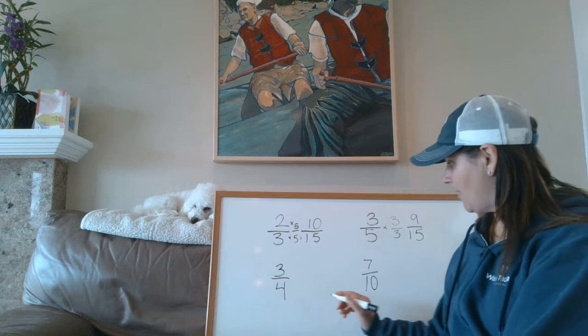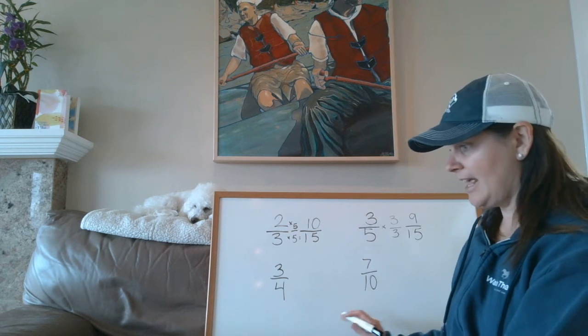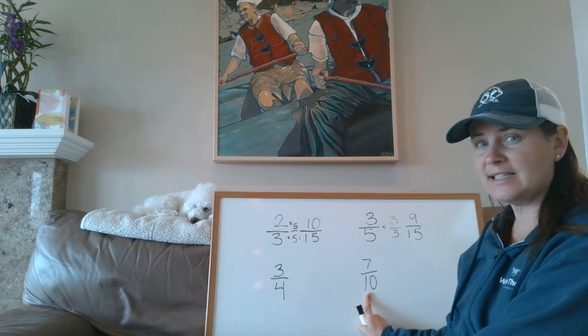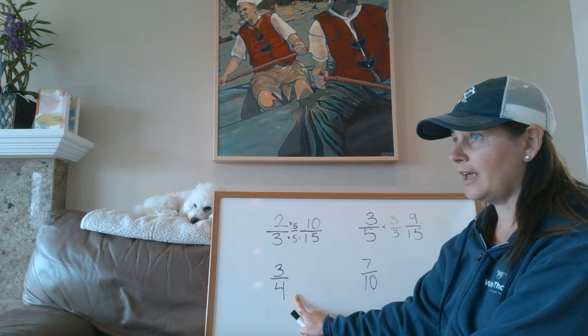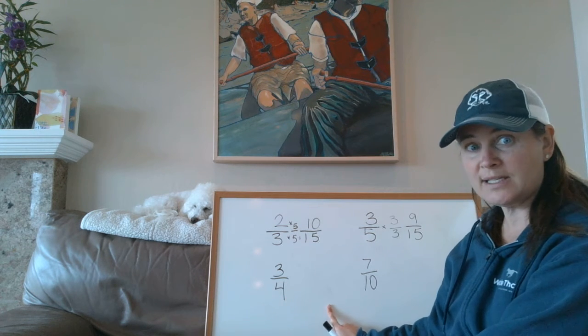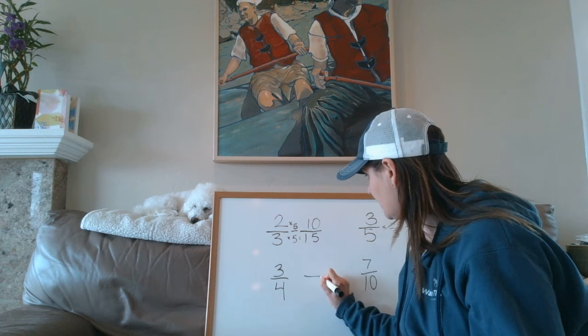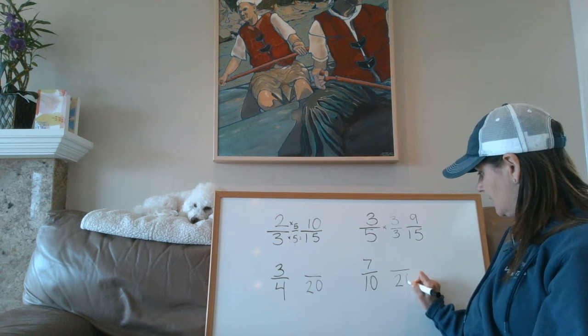Okay, so I need to think of a common denominator for 4 and 10. I think that if I were to start with my 10s, 10, 20, okay, 4, 8, 12, 16, 20. 20 is a common multiple. So we're going to make this something 20ths and this something 20ths.